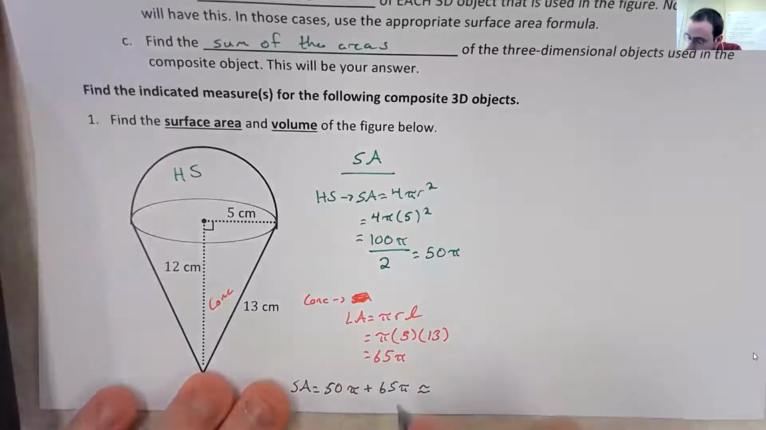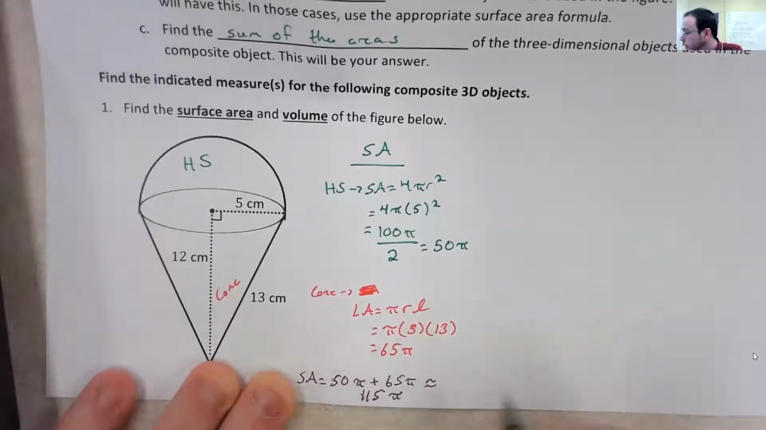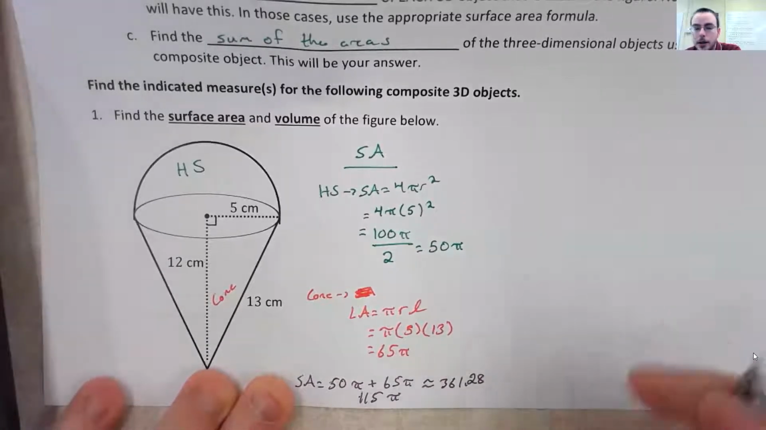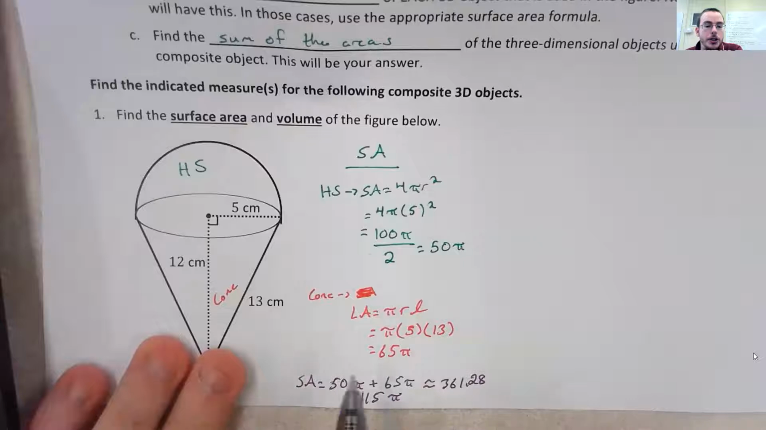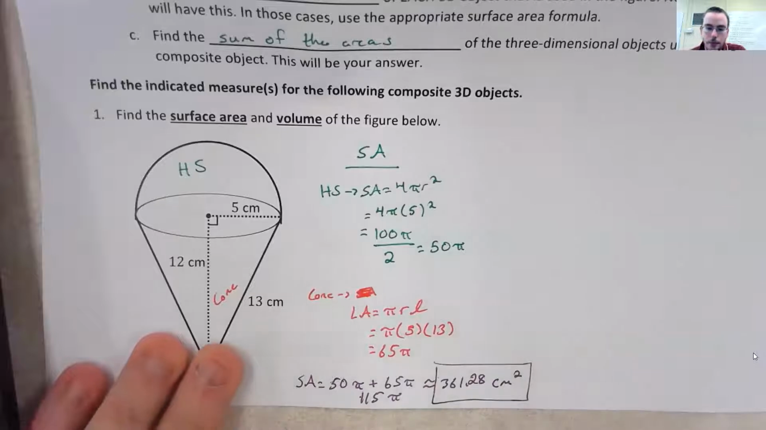So 65 pi plus 115 pi would give you 180 pi, which is approximately 361.28. And what are our units? We're doing surface area, so it would be centimeters squared.